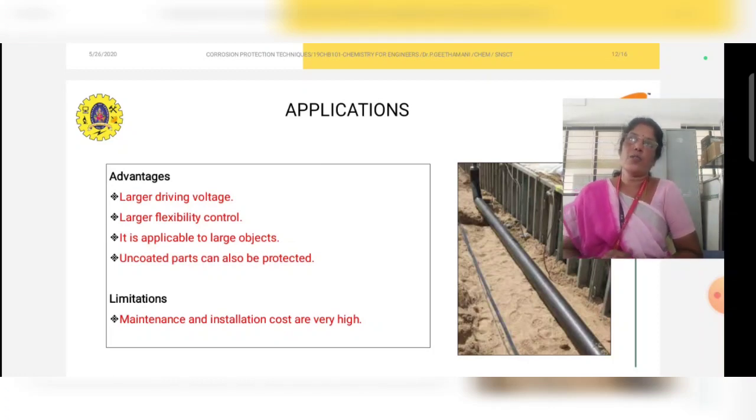So this is corrosion control by cathodic protection. One is sacrificial anodic protection, and the other is impressed current cathodic protection. We have to apply the electricity in the opposite direction of the corrosion current, and we can protect the metal surface from corrosion.